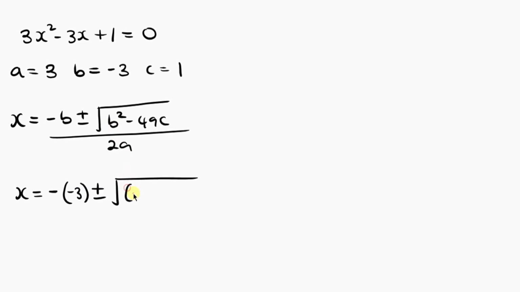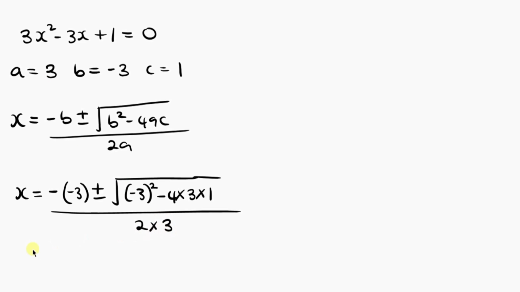b is negative 3. So I'm going to be squaring that. Minus 4 times a. A is what? 3. Times c. C is what? C is 1. And now all over 2 times a. And a is what? 3, which is 2 times 3. So this gives us x to be equal to minus times minus gives you plus. So this is 3 plus or minus square root of negative 3 squared gives you what? 9. Very good.